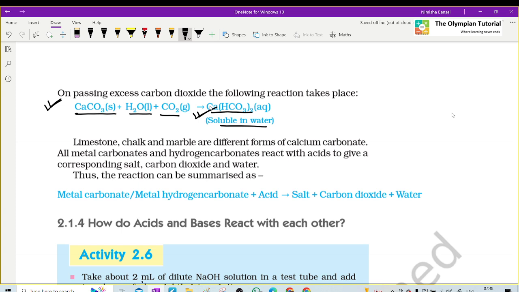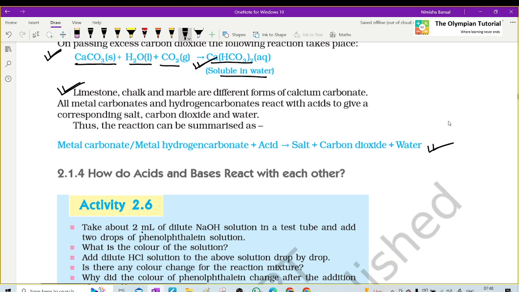Okay, Tanya? Now this one only read, no need to write. We have done it, only read it. Limestone, chalk, and marble are different forms of calcium carbonate. All metal carbonates and hydrogen carbonates react with acids to give a corresponding salt, carbon dioxide, and water. Thus, the reaction can be summarized as metal carbonate or metal hydrogen carbonate plus acid gives salt plus carbon dioxide plus water. Completely okay with it?